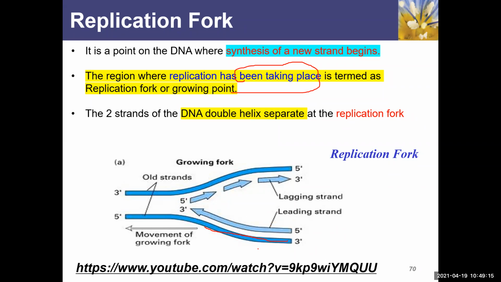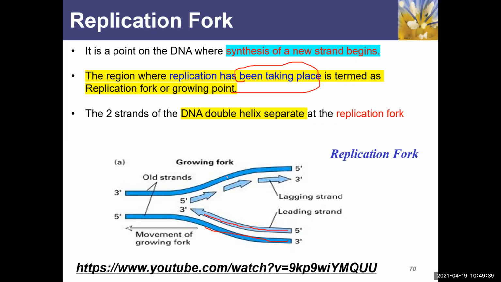So then what are the leading and the lagging strand? The leading strand is that strand where the DNA is synthesized continuously, as you can see here. Here the DNA is formed continuously. So this newly formed strand is called the leading strand, which is continuously polymerized or formed.